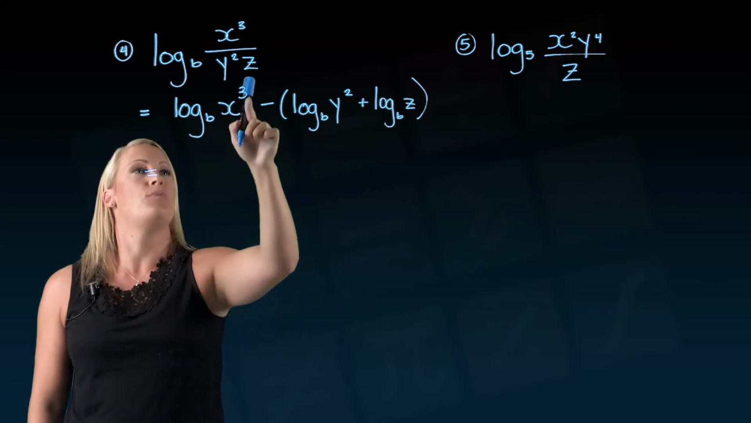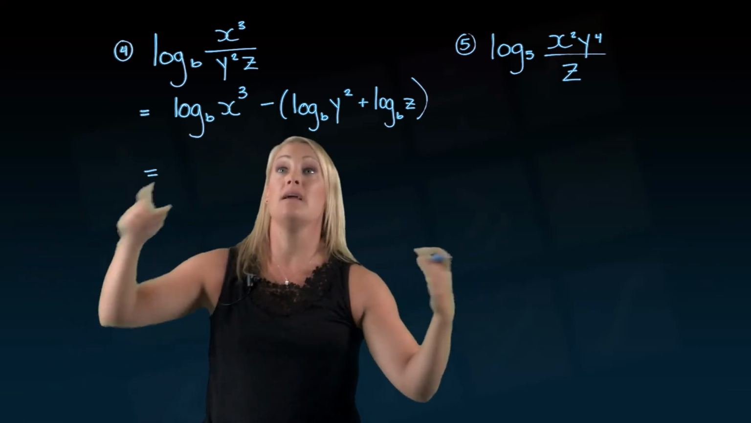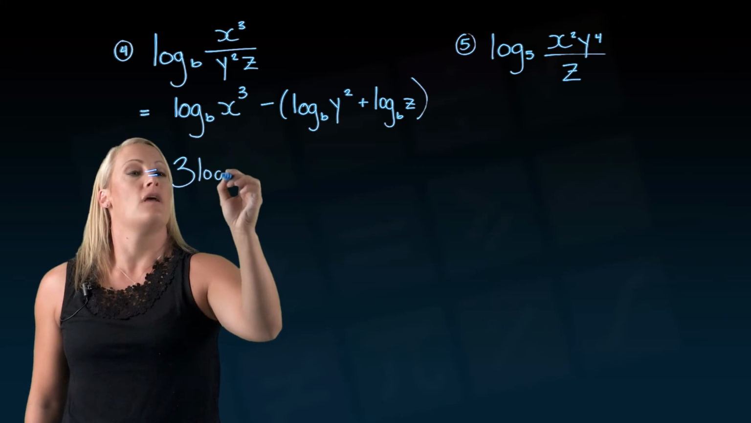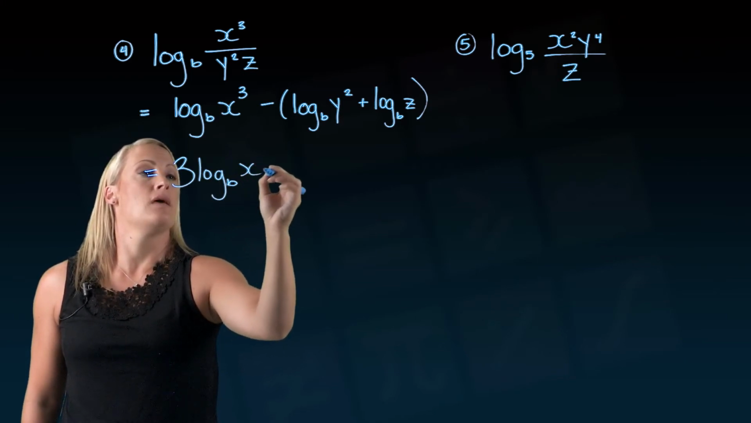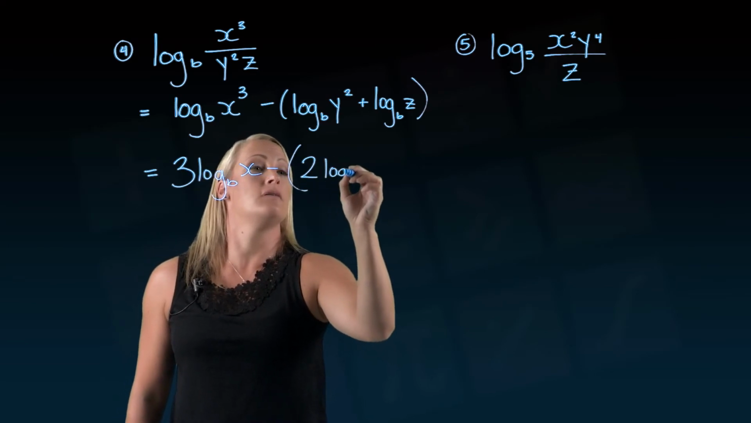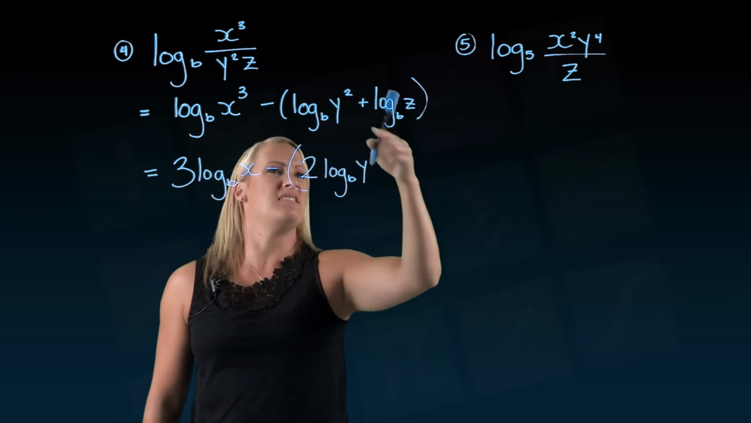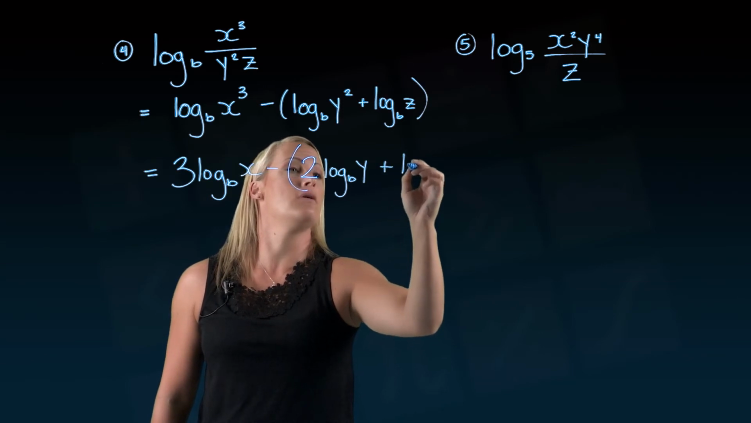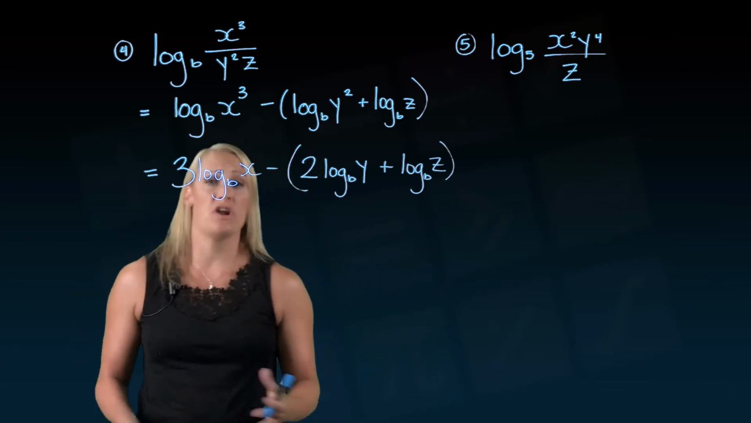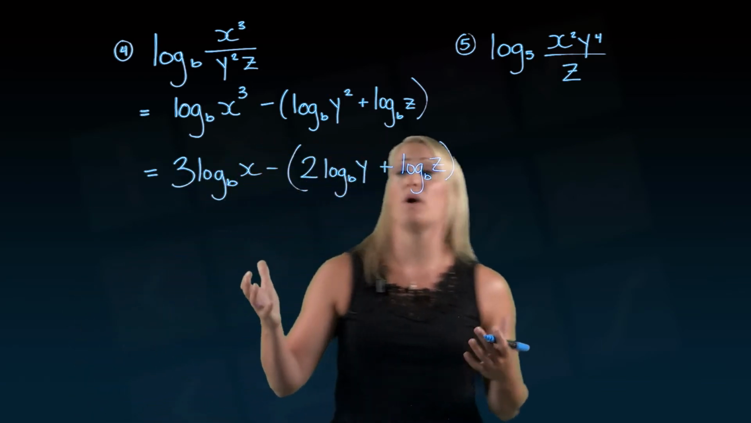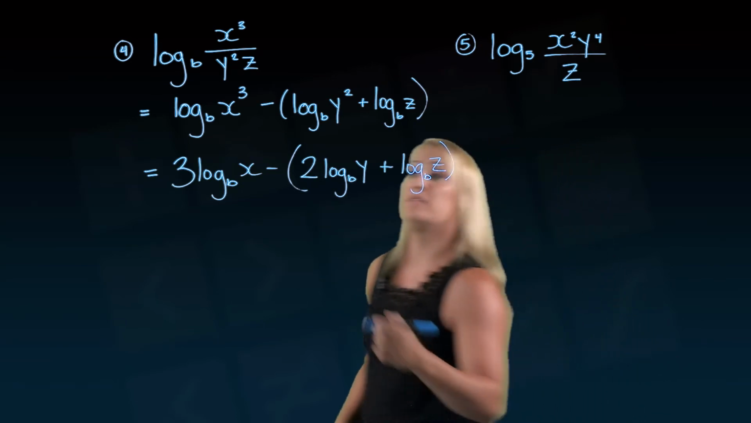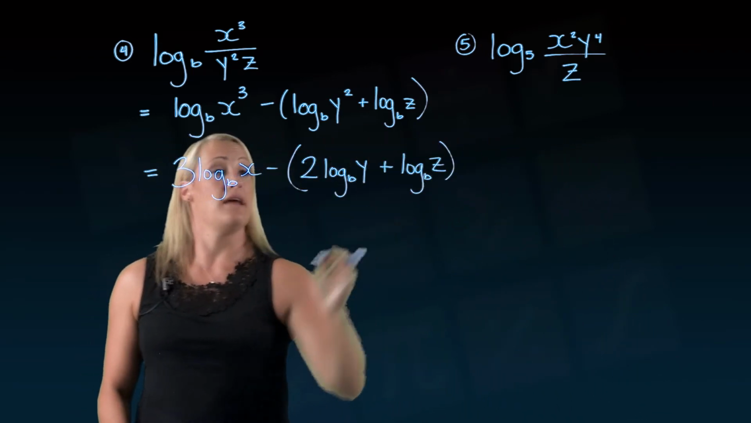Let's deal with these exponents. We know that when we're expanding, the exponents come out front. So I'm going to write a 3 in front of this log base b of x. I'm going to write a 2 out in front of this log base b of y. This one doesn't have an exponent, so we'll just leave it alone. And I could finish my question off like that, but a lot of the times when we're simplifying, we don't want those brackets in there, so I could multiply that negative in.